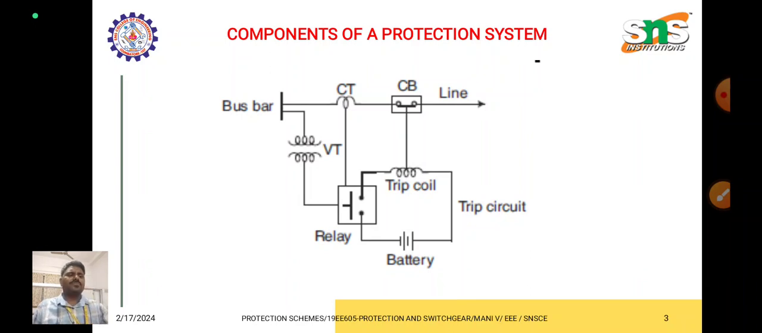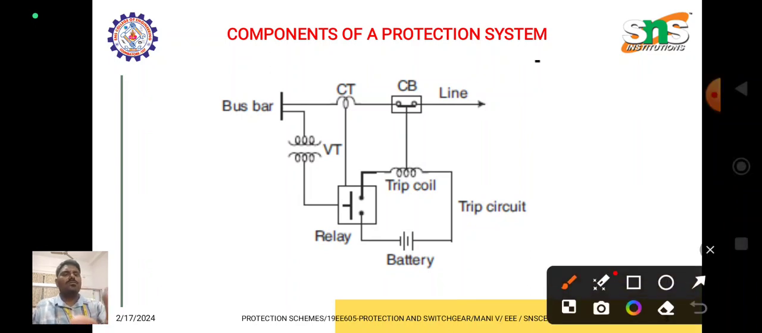So this is a bus bar. Here we are measuring the current with the help of a current transformer, and here we are measuring the voltage with the help of a voltage transformer. All the current and voltage are taken into the relay.